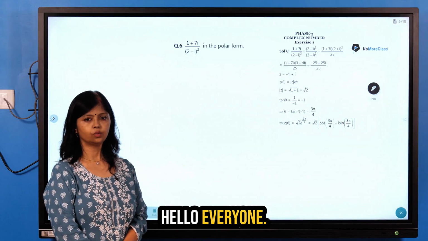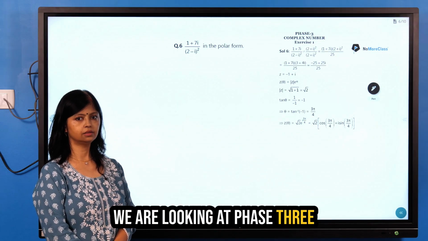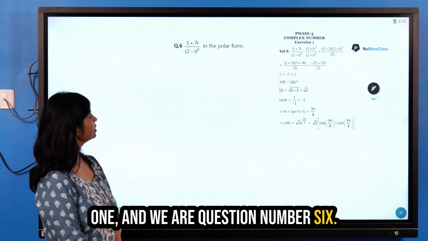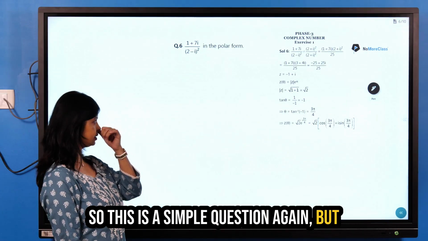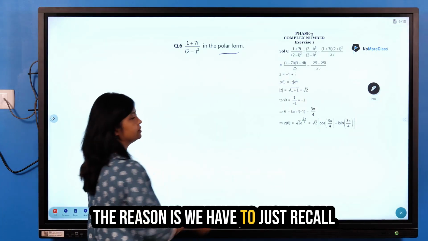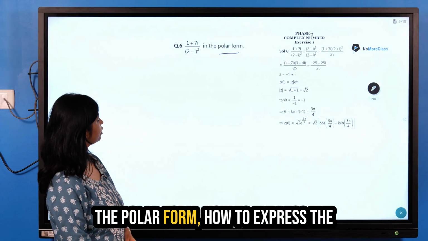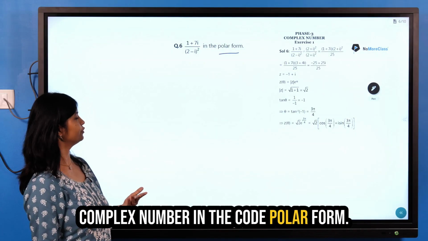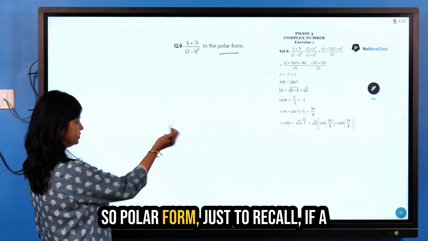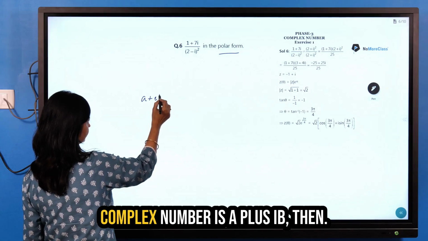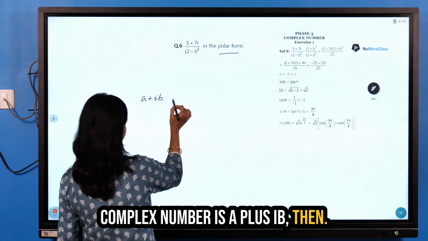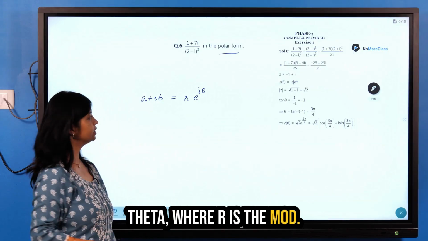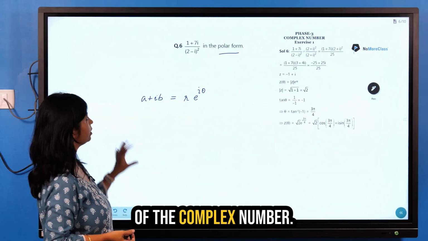Hello everyone. We are looking at phase 3, chapter complex number, exercise 1, question number 6. This is a simple question again, but we have to recall the polar form, how to express the complex number in the polar form. If our complex number is a plus ib, then it is r e to the power i theta, where r is the mod and theta is the argument of the complex number.